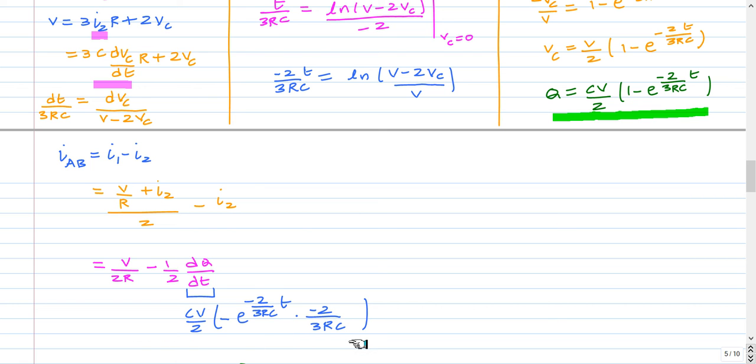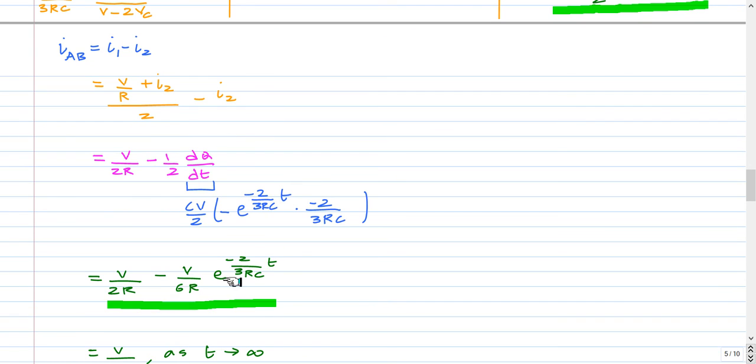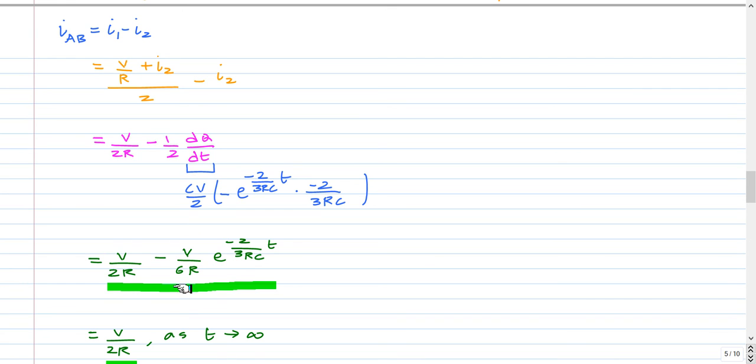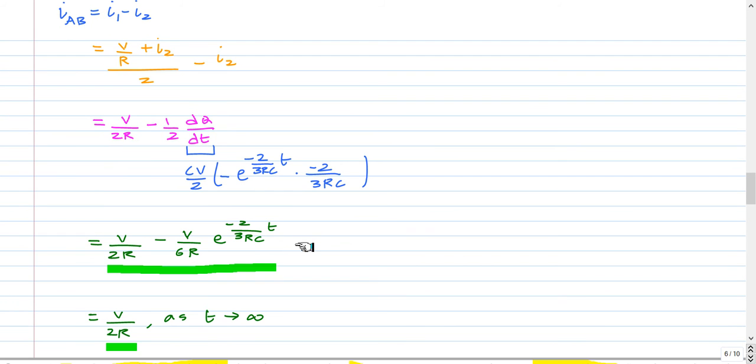So from this we get dq by dt as this one. This is straightforward differentiation. So simplifying we get the expression for IAB as this one, V by 2R minus V by 6R into e raised to the power minus 2 by 3 RC into t. So this is the expression for current as a function of time, and the limiting value of this current as t tends to infinity will be this first term. As t tends to infinity, the exponential term will die down to 0. So this is the answer to this question.